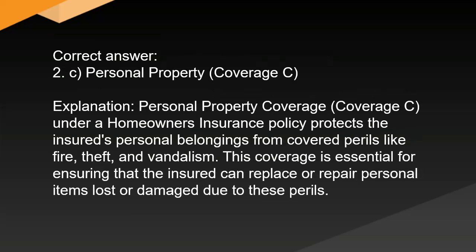Correct answer: C. Personal property coverage, Coverage C. Explanation: Personal property coverage, Coverage C, under a homeowner's insurance policy protects the insured's personal belongings from covered perils like fire, theft, and vandalism. This coverage is essential for ensuring that the insured can replace or repair personal items lost or damaged due to these perils.